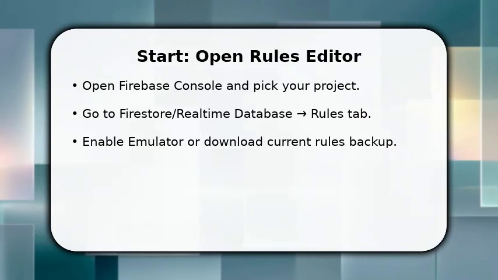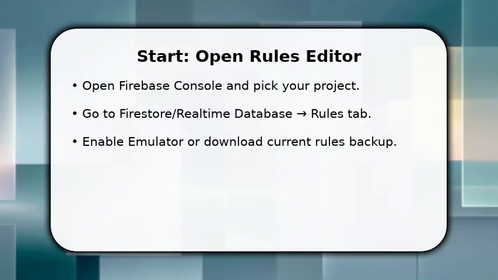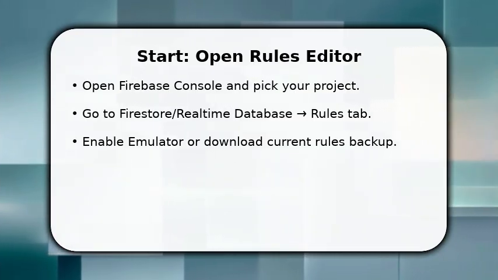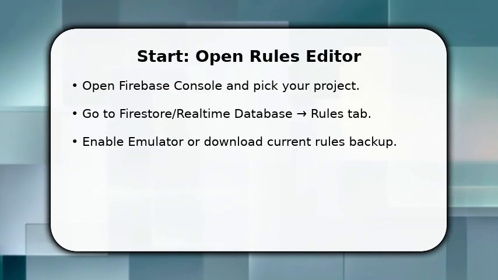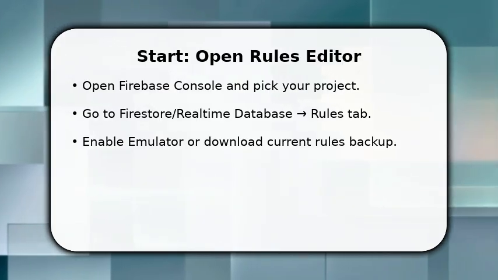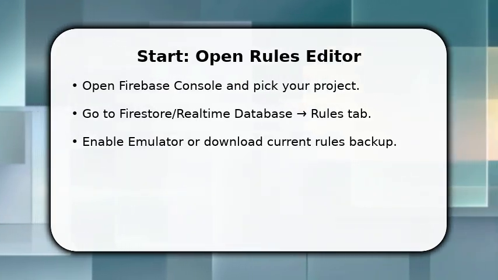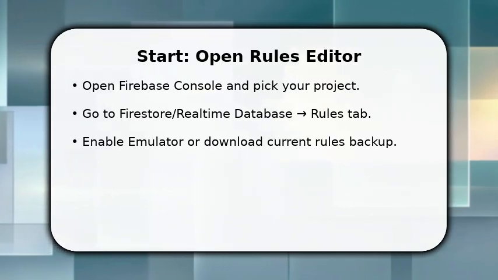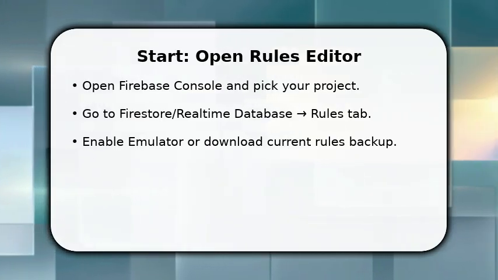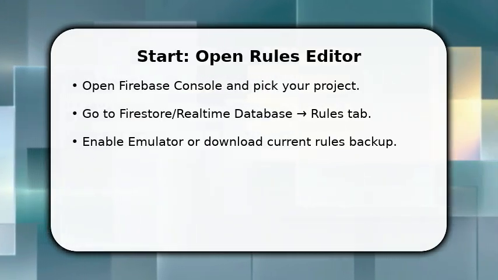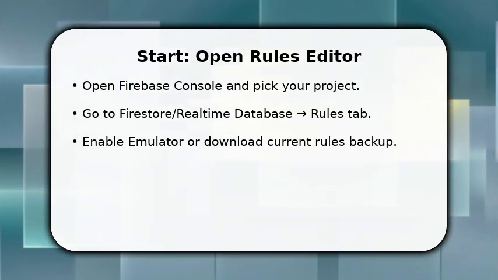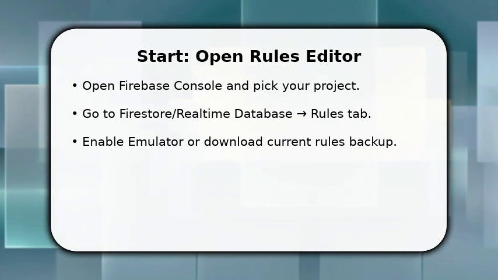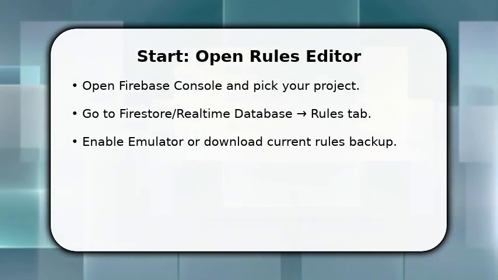You start by opening the Firebase console and selecting your project. Once there, go straight to the Rules tab for Firestore or Real-Time Database. You should load the existing rules so you can edit safely and enable the local emulator or save a backup to avoid accidental downtime. Make sure you have CLI access, Firebase tools, and are logged in. Once these steps are done, you're ready to edit rules in a controlled environment rather than making blind changes in production.